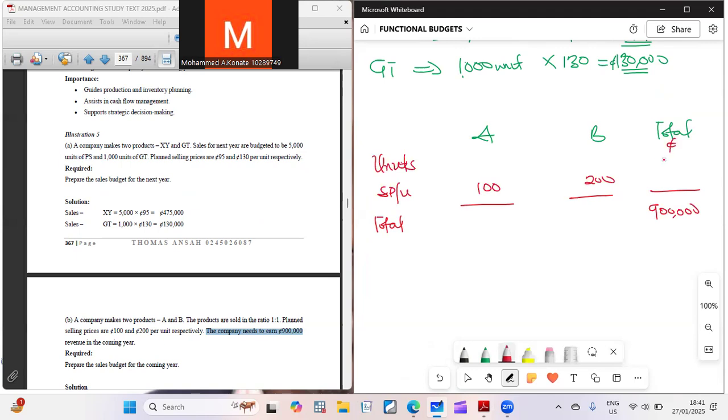That is what we are told. All right. So in that case, what can we do to find the figures? Now, you are told that they sell the product in the ratio 1:1. So it means that the quantity of the product. Now we know that we have 300, 200 and 100.